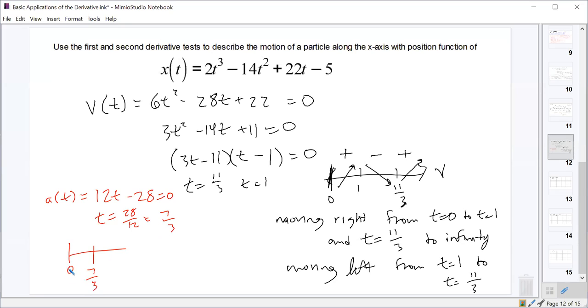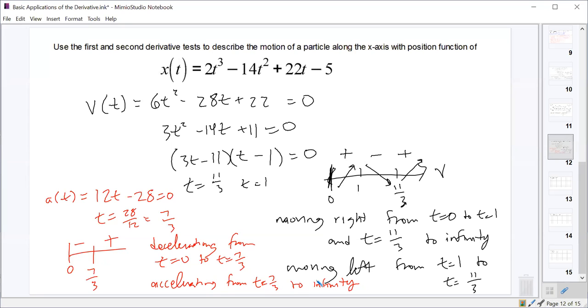So put in something like 1, and you're going to get a negative. So the acceleration is negative, which means that it is slowing down. And greater than 7/3, like 1,000, this is positive, and it is speeding up. So we'll say that it is decelerating from t equals 0 to t equals 7/3, and it is accelerating from t equals 7/3 to infinity.